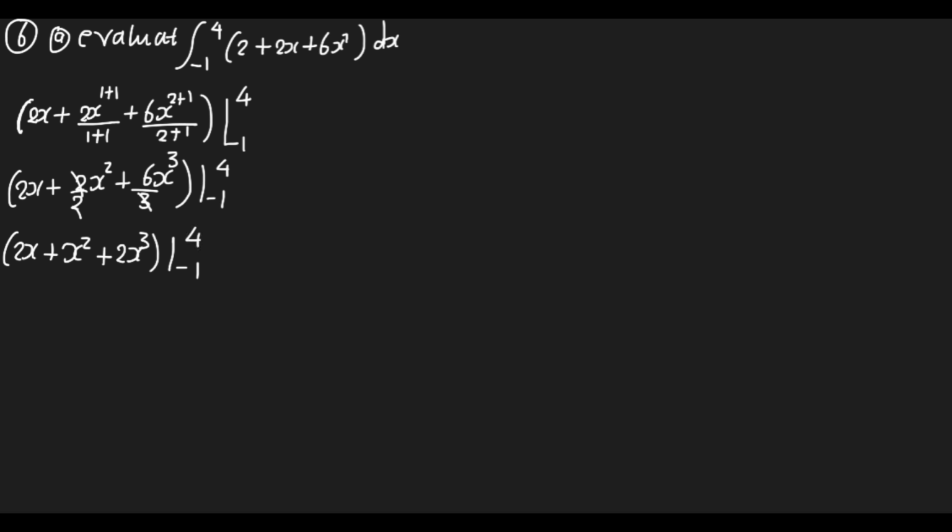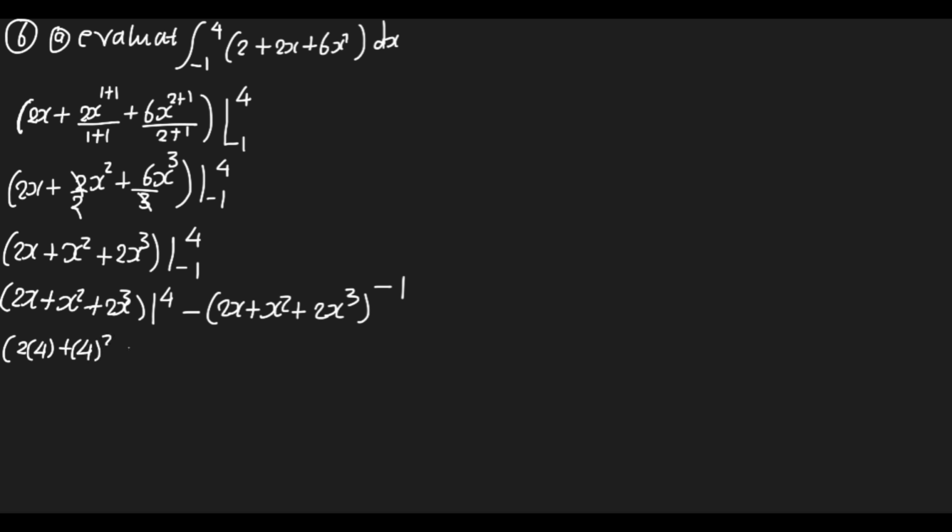Since we are done integrating, we now form two parts with a minus in between. The first one should carry the biggest number of the two limits: 2x plus x squared plus 2x cubed, evaluated at 4, minus the same expression evaluated at negative 1. So where there is x, we put 4: 4 plus 4 squared plus 2 times 4 cubed, minus 2 times negative 1 plus negative 1 squared plus 2 times negative 1 cubed.